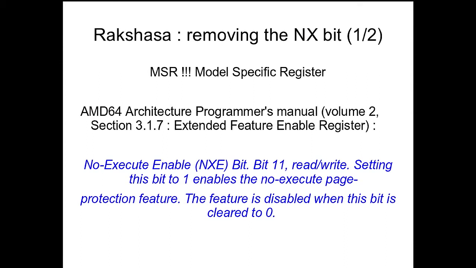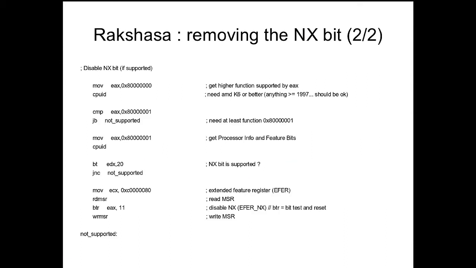So how do we remove this stuff? It's not too hard. The trick is essentially to use the CPUID instruction to get the supported MSR, model-specific register, capabilities of your CPU. If your CPU is older than '97, this shellcode is going to fail, but I assume it's pretty okay. If you have at least this function, 0x80000001, you can get all the model-specific register information. Then you check a specific bit in EDX.